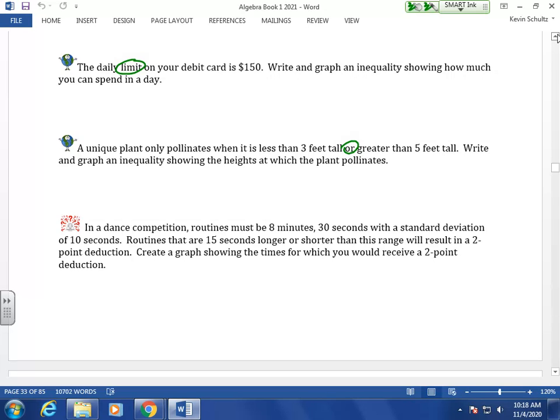Then the brain buster. In a dance competition, routines must be 8 minutes, 30 seconds with a standard deviation of 10 seconds. So here we see this phrase that we've heard before back in CO11, right? So absolute value stuff. But routines must be 8 minutes, 30 seconds with a standard deviation of 10 seconds. Routines that are 15 seconds longer or shorter than this range will result in a 2-point deduction. So if you're too short, 2 points off. If you're too long, two points off. Create a graph showing the times for which you would receive a 2-point deduction.